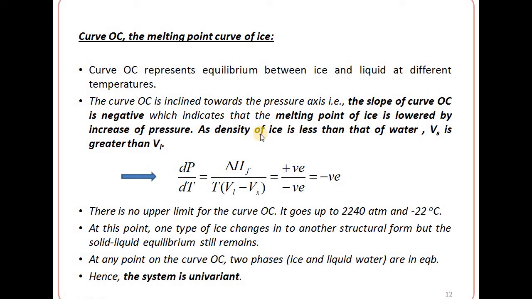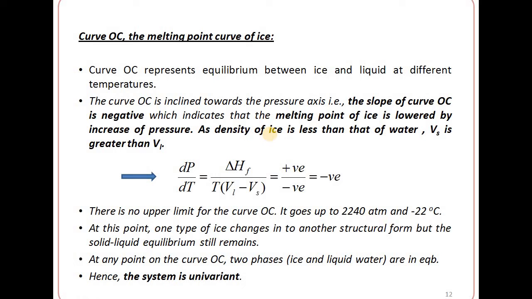Now in this case we very well know the density of ice is less than that of water. This is a unique property of water, that the density of ice is less than that of water. Now if density is less, for the same mass of water, the molar volume of solid will be greater than that of the molar volume of liquid, as density is inversely proportional to volume.